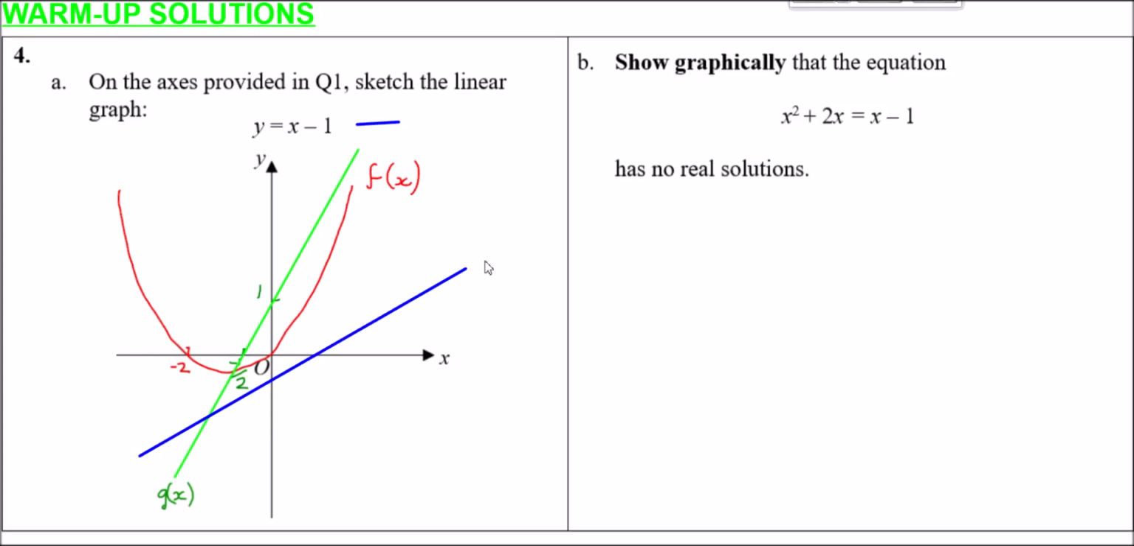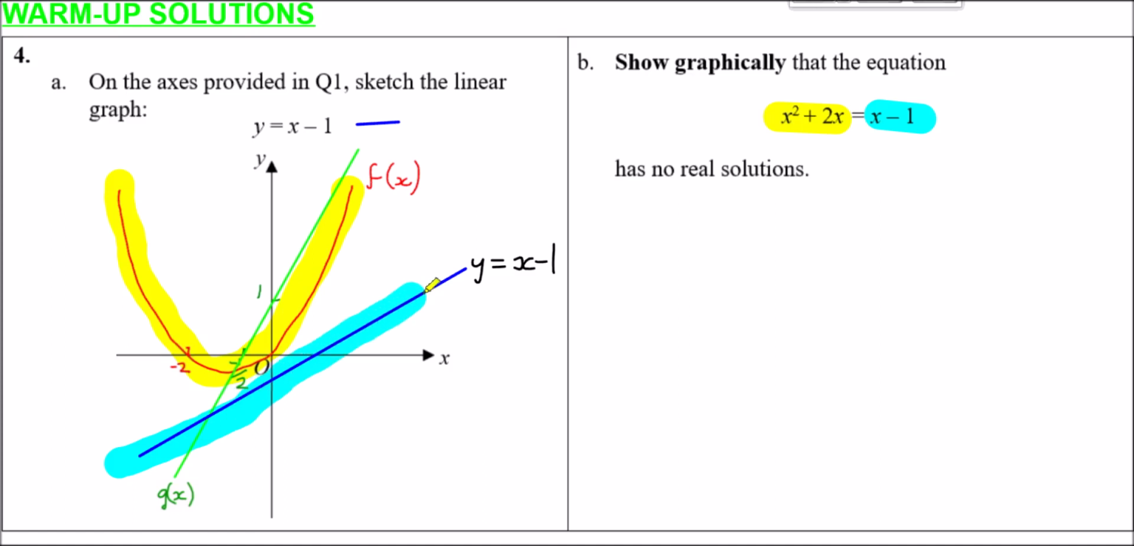Okay, so we can label on that this is y equals x minus 1. It now says to show graphically that the equation x squared plus 2x equals x minus 1 has no real solutions. So all it's saying here is this x squared plus 2x. If you remember from question 1, this is the equation of this red parabola, which I'm just going over in the yellow highlighter. Okay, and all we need to show here is that it doesn't intersect with this blue line, which was x minus 1, which we just drew on just now. Okay, so clearly this red line doesn't touch the blue line. The highlighting may overlap, but the actual lines don't.